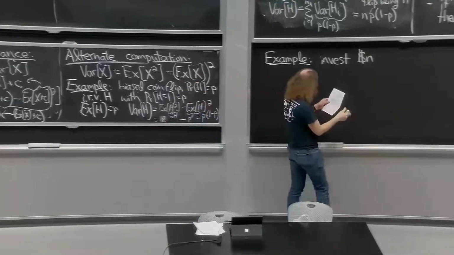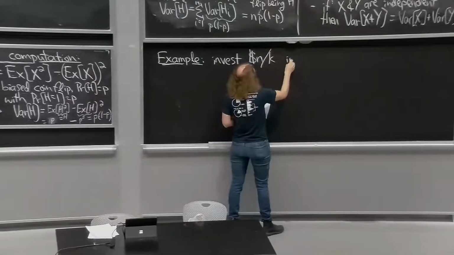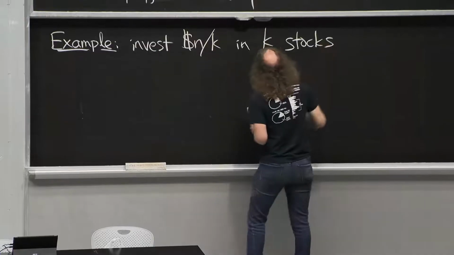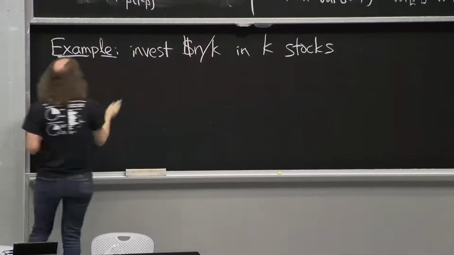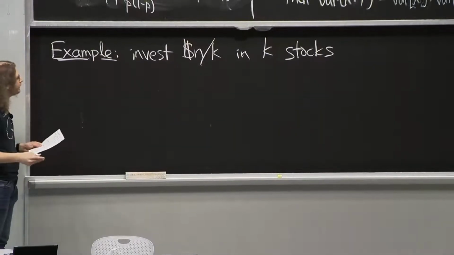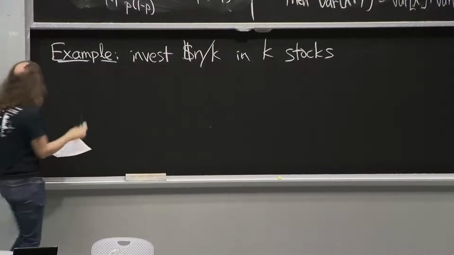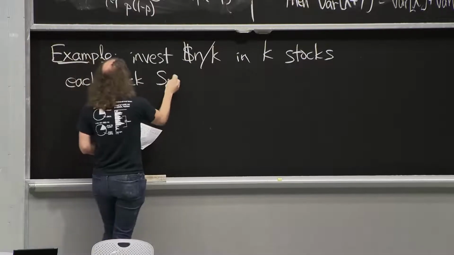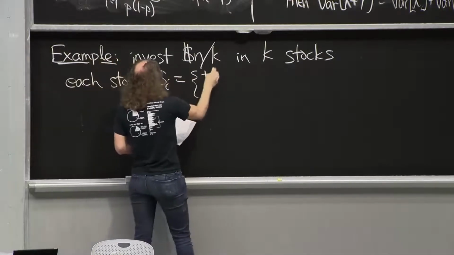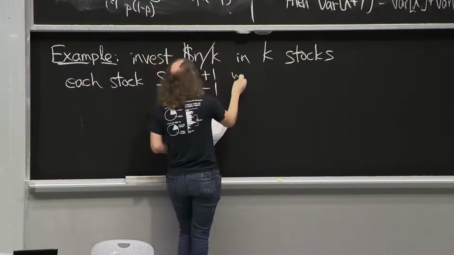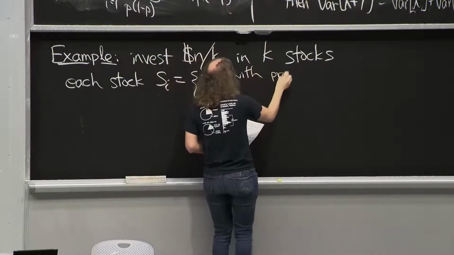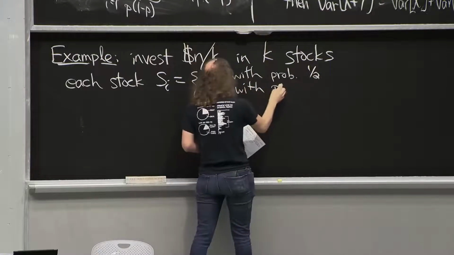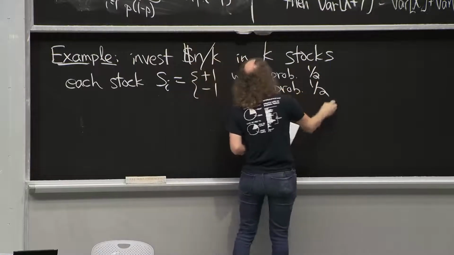OK, I claim they're different. So let's do it in general, and then we can plug in different values of k. So let's say we have k different stocks, and we're going to equally split our investment of n dollars across those stocks. And let's say that each stock, si, is plus, let's just do plus 1 and minus 1. Simple. Of course, you could generalize. Each of these occurs with probability 1/2, just like our previous investments.